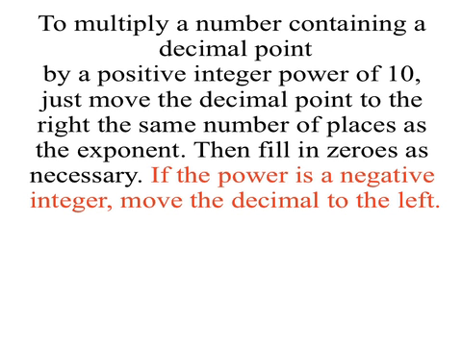In the previous lesson, we learned that to multiply a number containing a decimal point by a positive integer power of 10, just move the decimal point to the right the same number of places as the exponent. Then fill in zeros as necessary. Well, now we can add to that definition. If the power is a negative integer, move the decimal to the left.